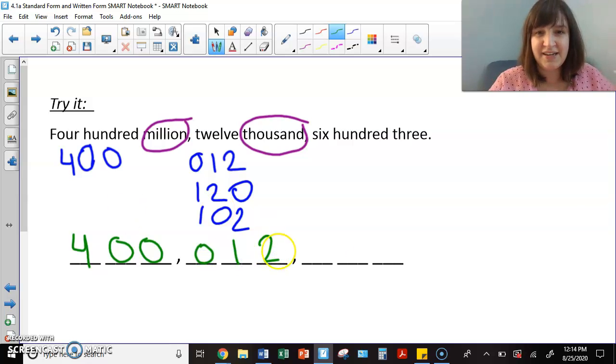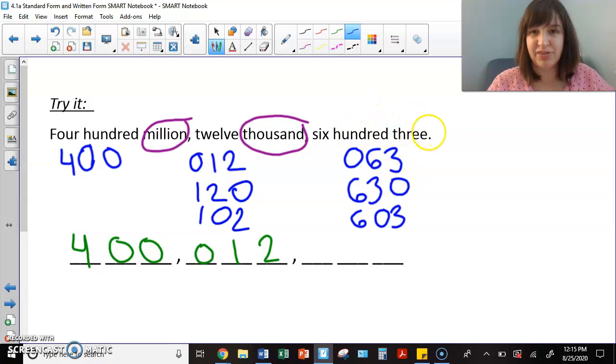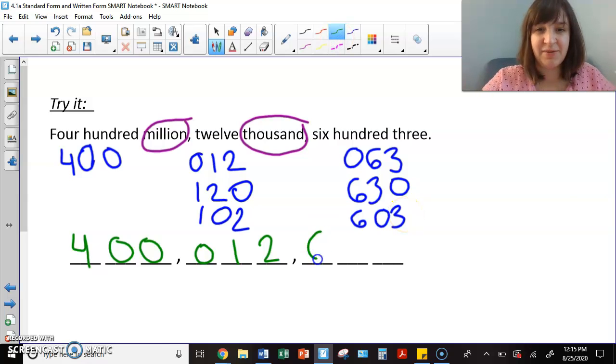My last set of numbers, after my comma, after my thousand, says 603. So that's 2 digits, 6 and 3. I could put the 0 in front, after, or in the middle. Which one looks like 603? That's 63, that's 630, that's 603. So that would be the one I want to put down here.